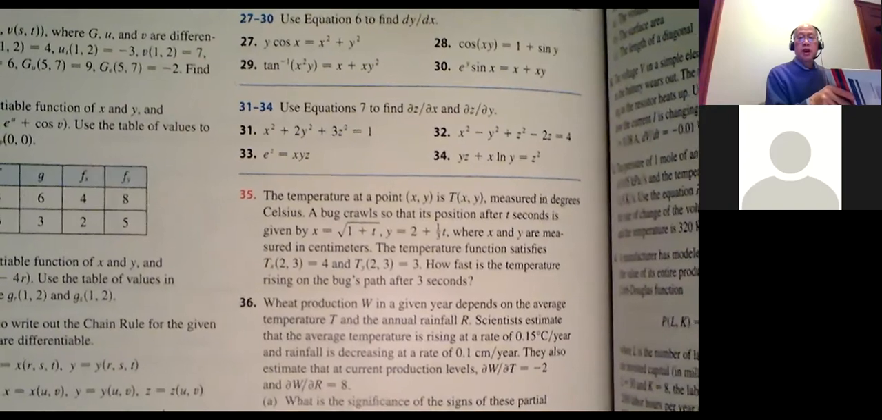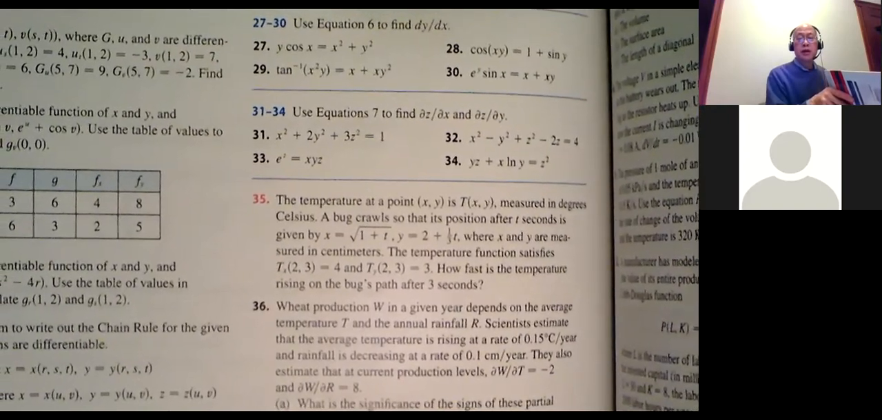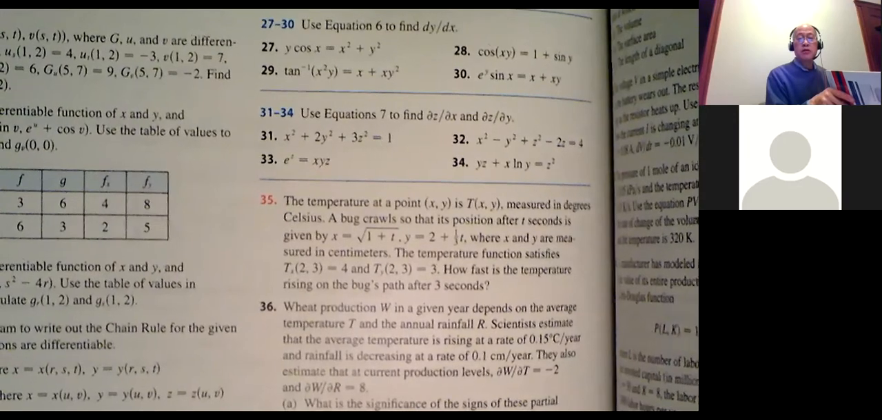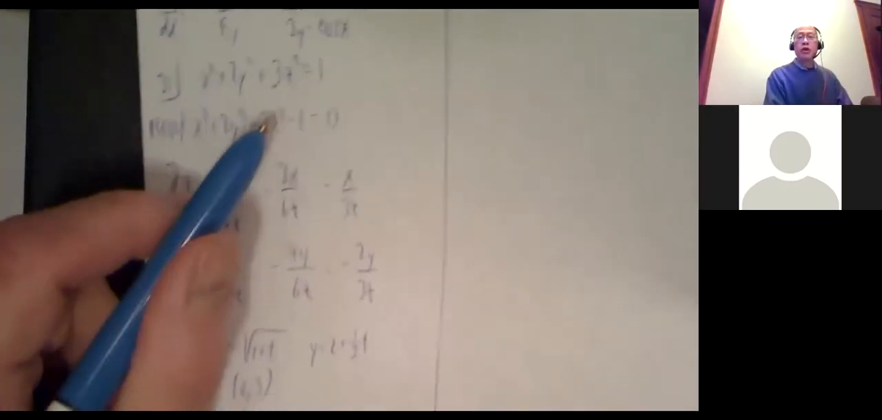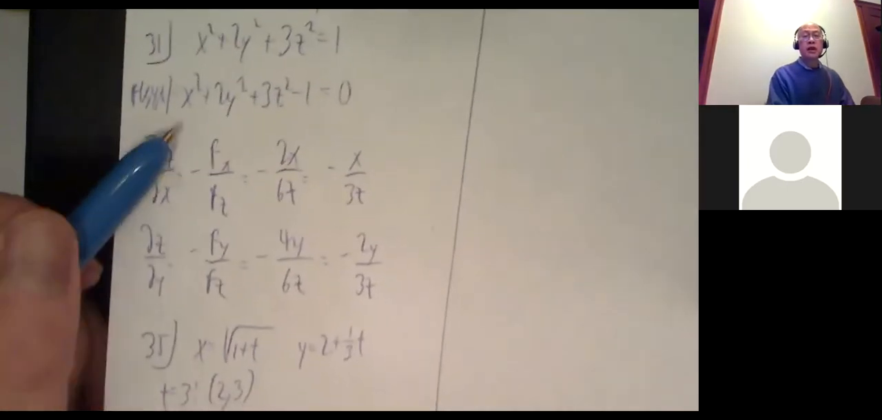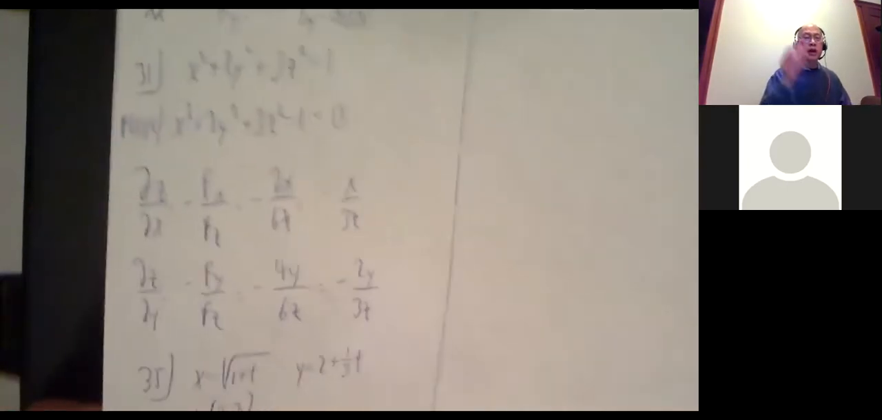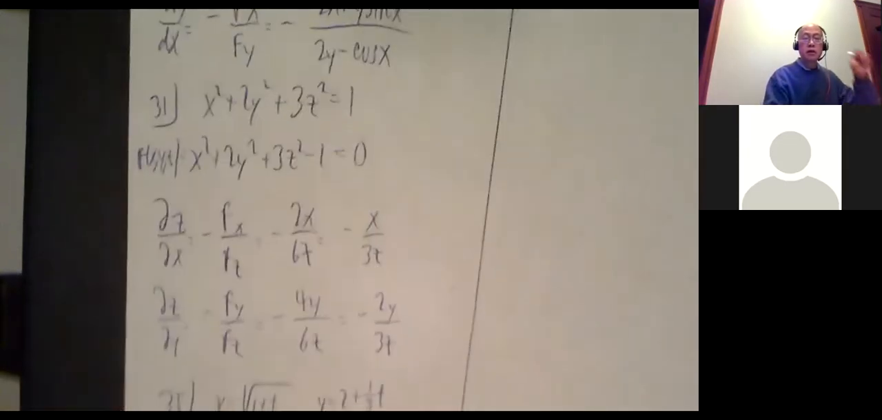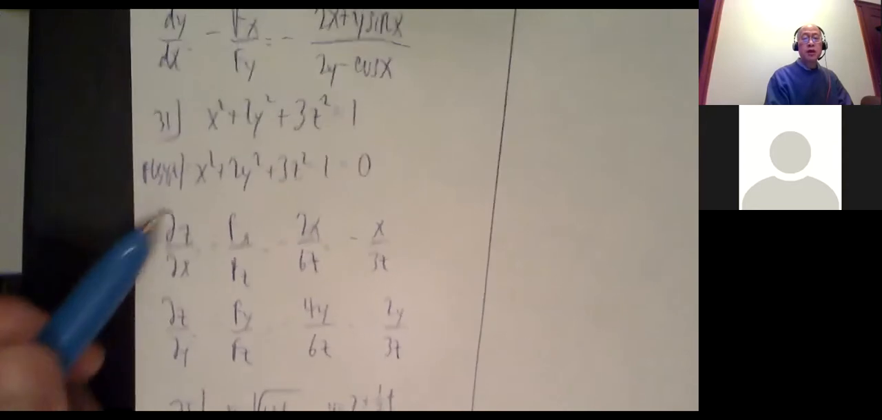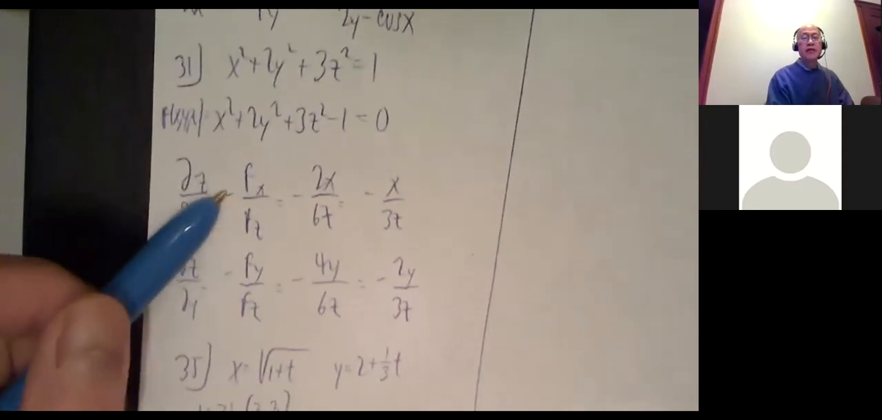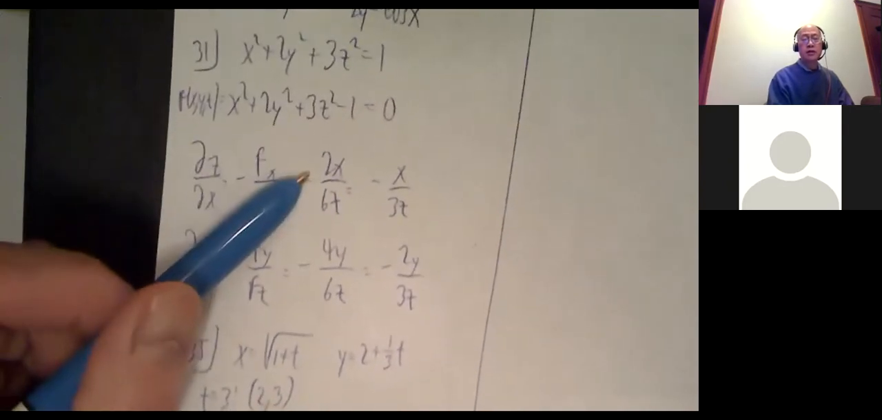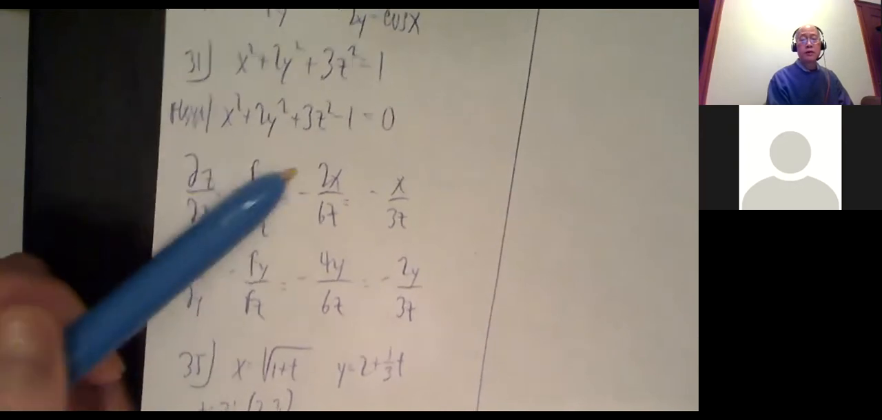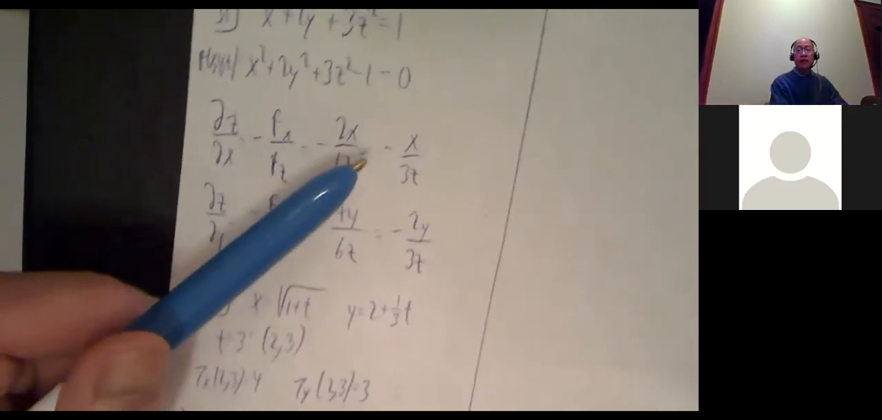Okay, so find a partial of z with respect to x and a partial of z with respect to y. So 31, I'll do x squared plus 2y squared plus 3z squared equals 1. All right, move the 1 over. So f of x, y, z is x squared plus 2y squared plus 3z squared minus 1 equals 0. Okay, so by formula, partial of z with respect to x is negative fx over fz. It's pretty easy. So the partial with respect to x is 2x, divided by the partial with respect to z is 6z. So negative x over 3z.